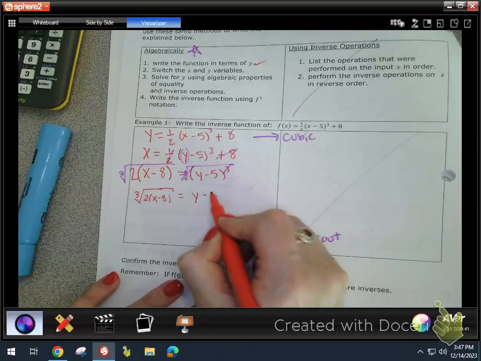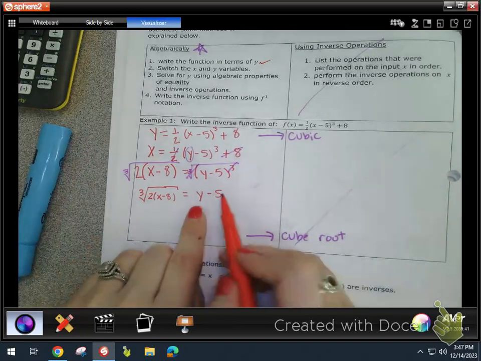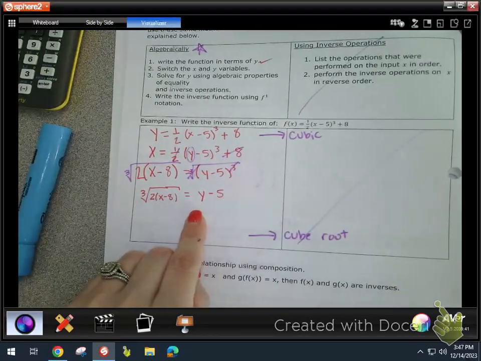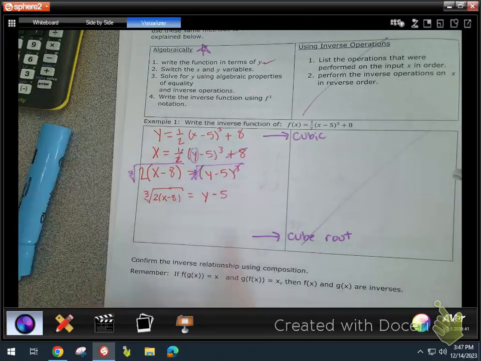And that leaves us with what? Y minus 5. Y minus 5. Now at this point, you're going to get that outside exponent or radical away. And now you're just going to have to peel everything away from the y. In this problem, there's only one thing to move. But there are going to be problems where we have more.